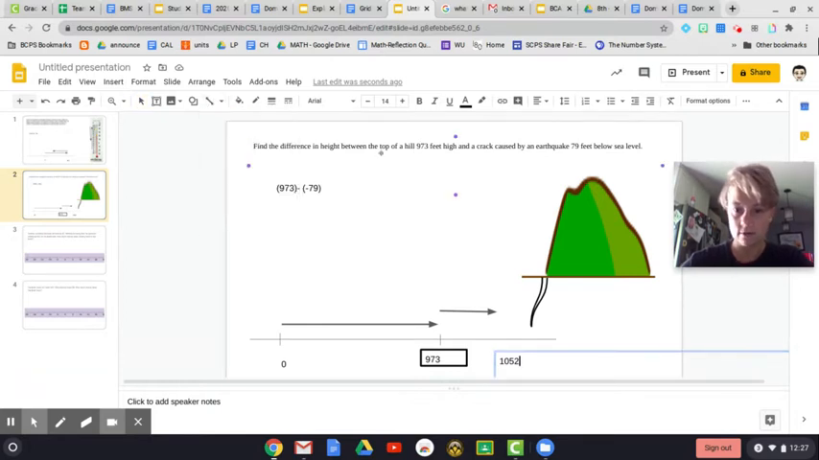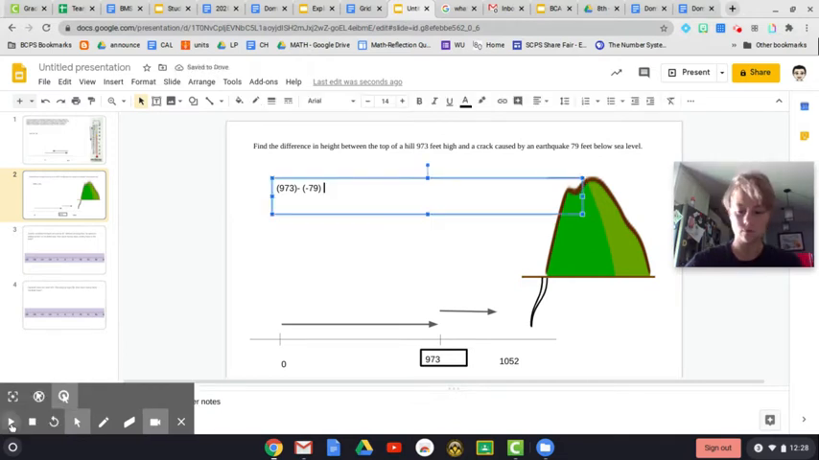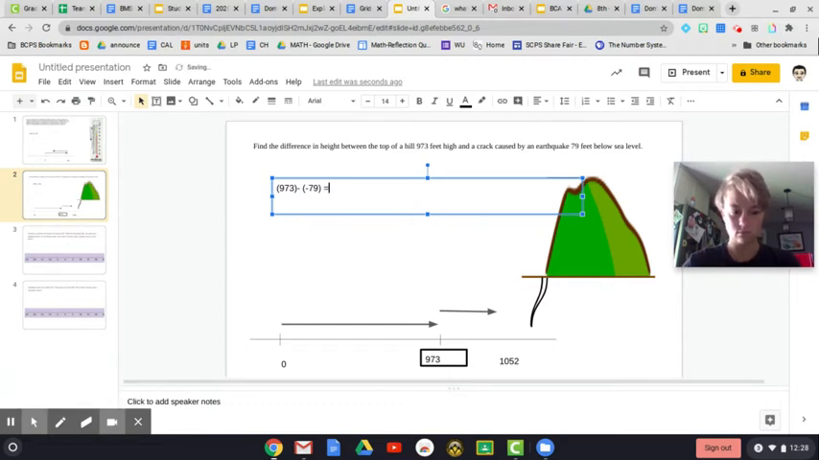We have a height up here, and we know that just to get to ground level, it's going to be 973 feet, and then we have to go an additional 79 feet to get down to the bottom of that crack caused by the earthquake. So it's like when we subtract a negative, really, we're just adding a positive. We're adding the absolute value. So we could say that's equal to 1,052. And we could also rewrite it as 973 plus 79.